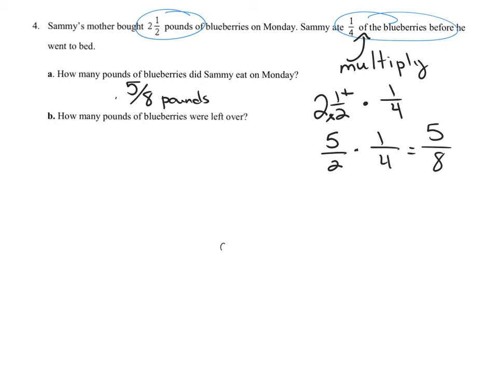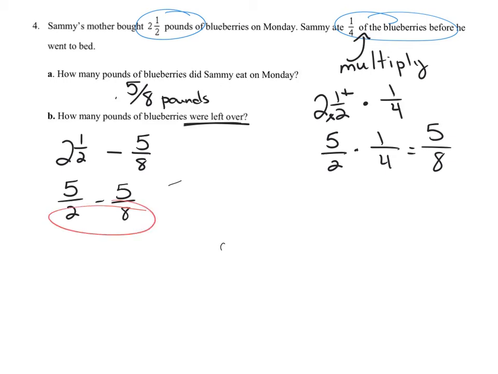Okay, then it says how many pounds of blueberries were left over. So that's very similar to the last question that they asked about the wire. So leftover means to subtract. So he had 2.5 pounds, but he ate 5/8 of a pound. So once again, you can make this improper and say, okay, I have 5/2 minus 5/8, but because these denominators are not the same, you cannot subtract. So we're going to make them the same.